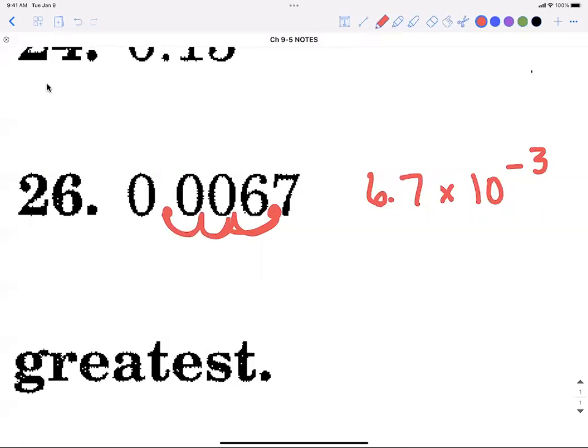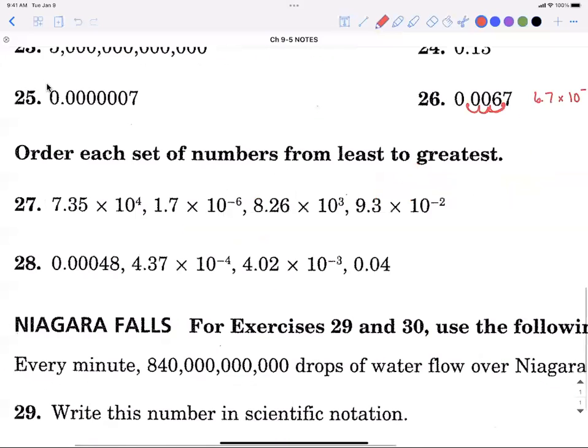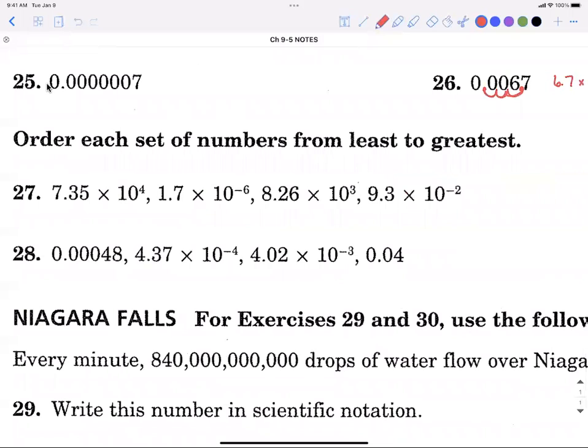Okay. Now this part is what you're going to have to do in your homework. Order each set of numbers from least to greatest. Okay. So to do that, you're going to have to move some decimals. You're going to have to take 7.35 and you're going to have to move it 1, 2, 3, 4.